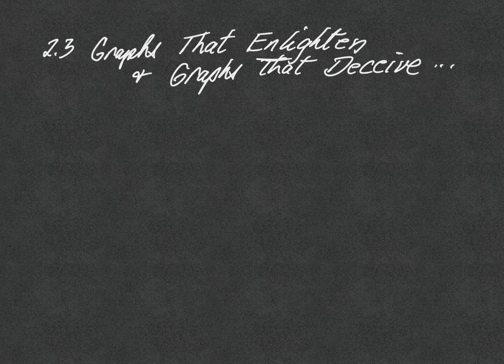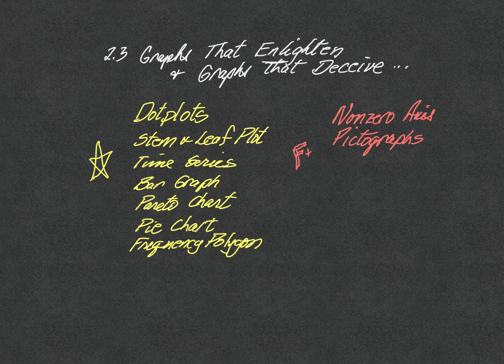And so here is a list of the graphs that enlighten and the graphs and their characteristics that deceive. And so after a few seconds of writing them down, here you go. The graphs that enlighten are the ones with the star in yellow. Those are called dot plots, stem and leaf plots, time series, bar graph, Pareto chart, pie chart, and frequency polygons. And the graphs that deceive usually have a non-zero axis and pictographs.